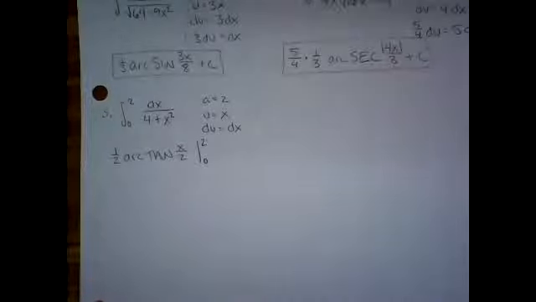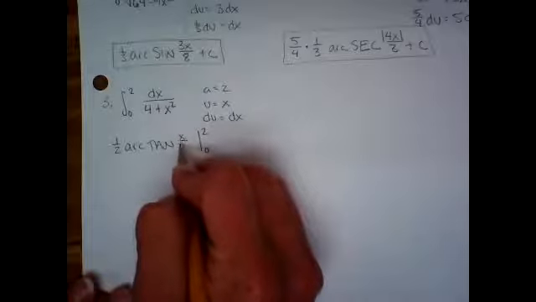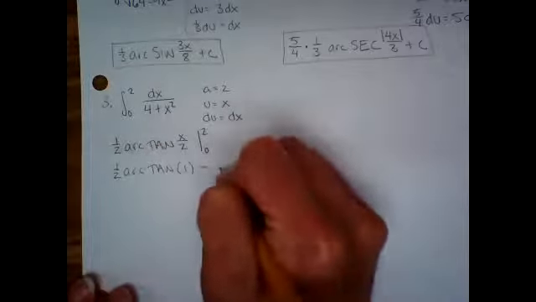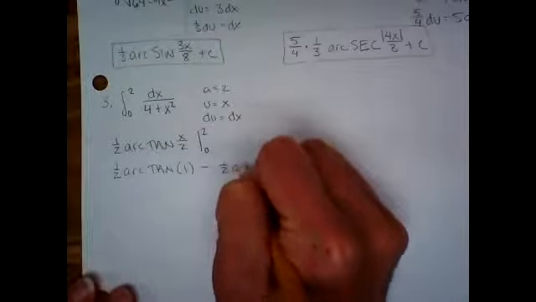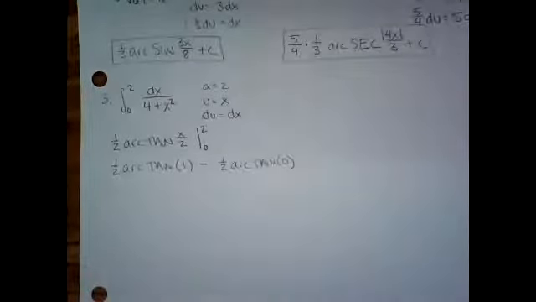So if it was free response, you don't have to simplify it down. You can just do upper boundary. If you plug in 2 here, you're going to get 1. 2 over 2 would be 1. So you'd have 1/2 arctangent of 1 minus 1/2 arctangent of 0. And again, if it was free response, you could stop there and that's a sufficient answer.